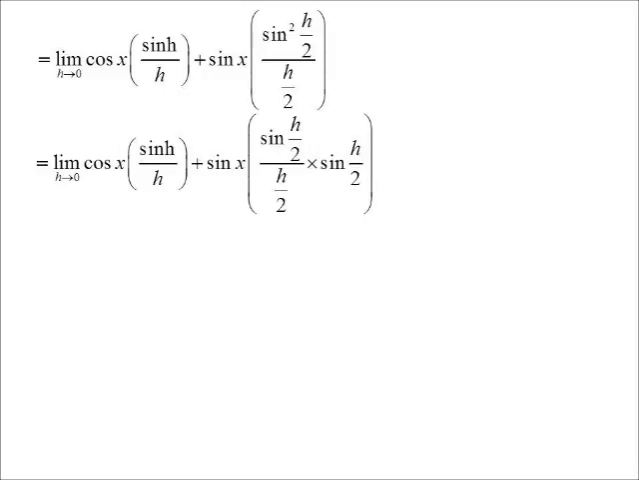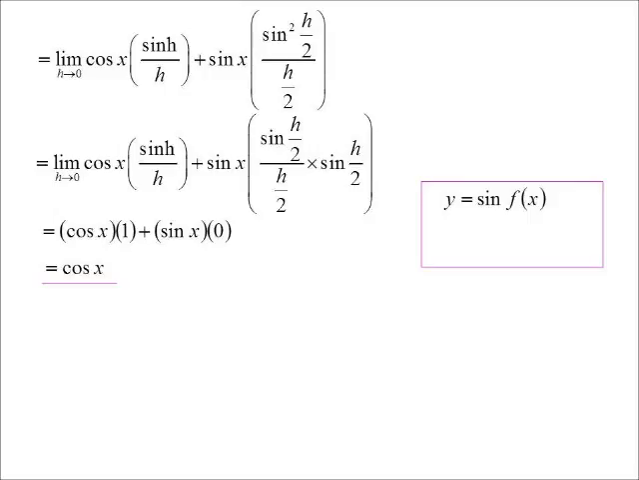Because the sine h on h, that'll become 1. The sine h on 2 on h on 2, that'll become 1. The sine h on 2 will become 0. So we end up with cos x times 1, sine x times 0, cos x. So to generalise that one, if we're finding the sine of some function, we'll end up differentiating the angle, putting that out the front, and the sine changes to cosine. The angle does not change.